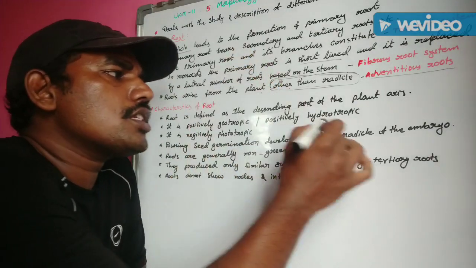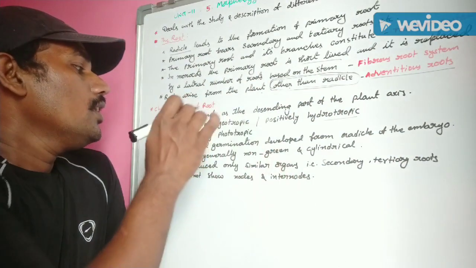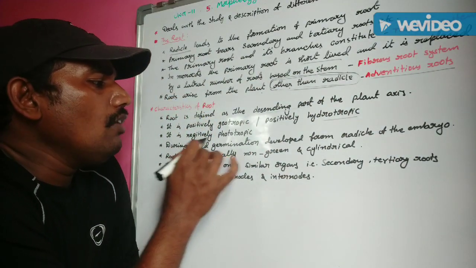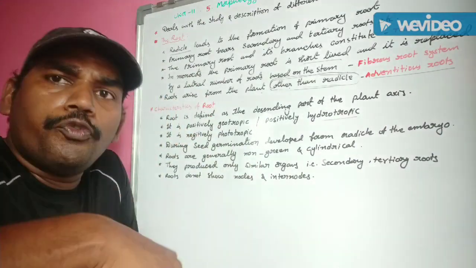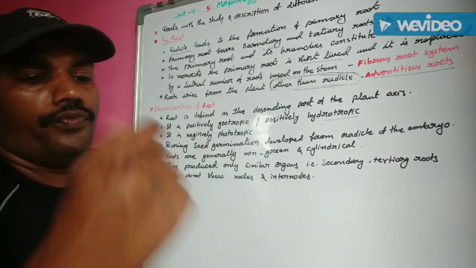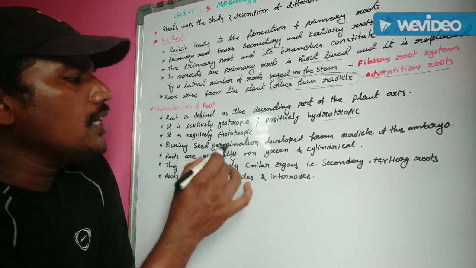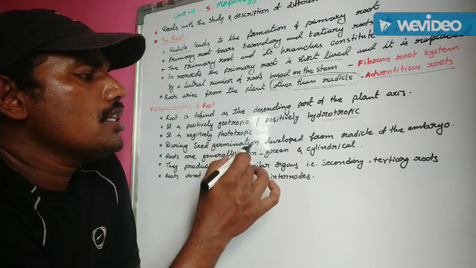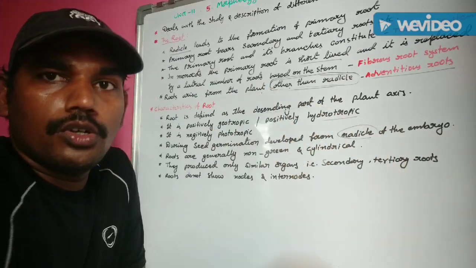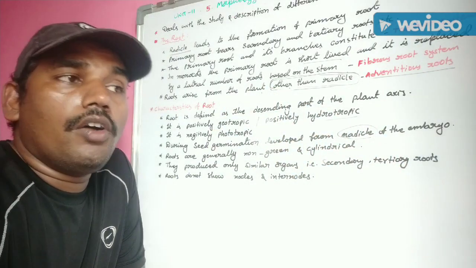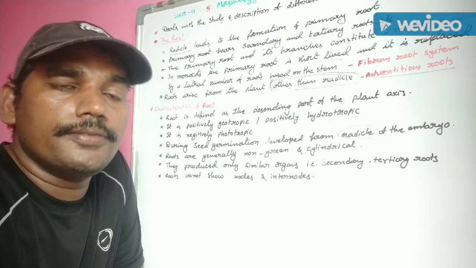This means it is positively hydrotropic. But it is negatively phototropic. Root is negatively phototropic and positively geotropic. Understand? Next one, during seed germination, root is developed from the radicle of the embryo at the time of seed germination.